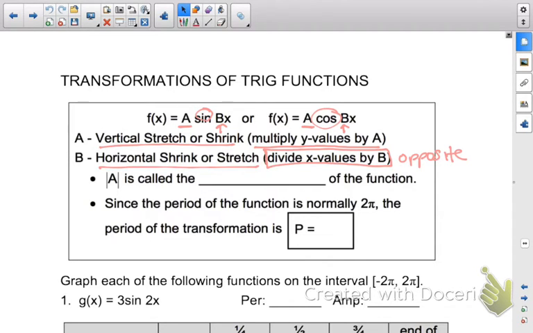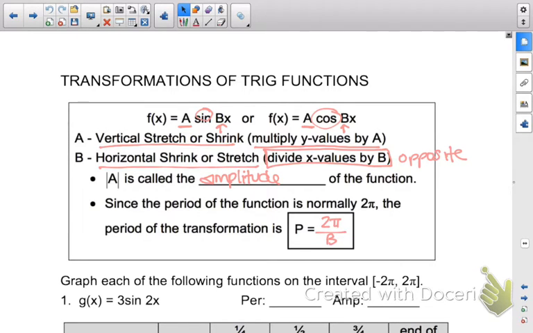A has a particular name. It is called the amplitude of the function. If you studied these at all in physics, you may recognize that. That's basically the height of the wave function that we're working with. The b value has no particular name, but it's used to find the period of the function. Typically for sine and cosine, the period's 2 pi. If you factor in any constant b, you have to divide by b to get the new period of the function.